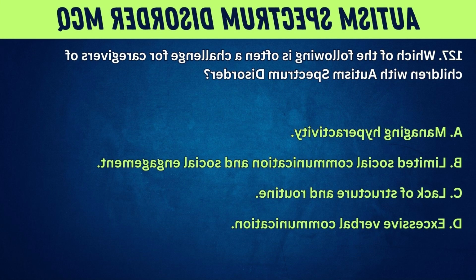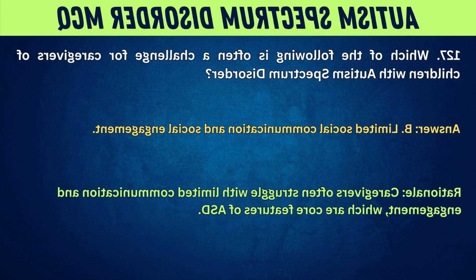127. Which of the following is often a challenge for caregivers of children with autism spectrum disorder? A. Managing hyperactivity. B. Limited social communication and social engagement. C. Lack of structure and routine. D. Excessive verbal communication. Answer: B. Limited social communication and social engagement. Rationale: Caregivers often struggle with limited communication and engagement, which are core features of ASD.